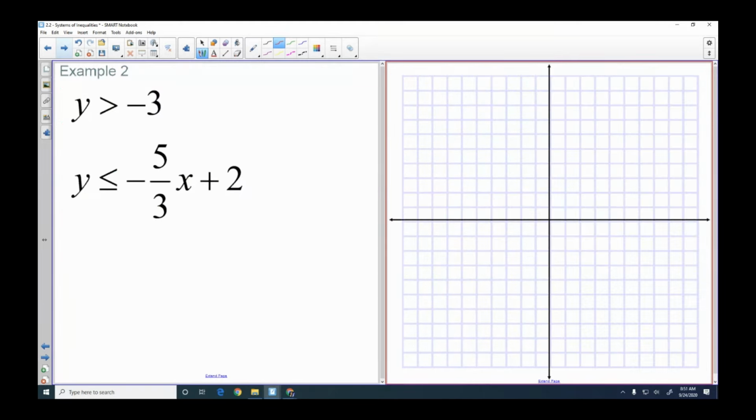All right, I want you to try this one on your own right now. So y is greater than -3. Graph that. Remember, that's going to be just a horizontal line because it only has a y value. But then you have to determine, will it be a solid line or dash line? And do you shade above it or shade below it?